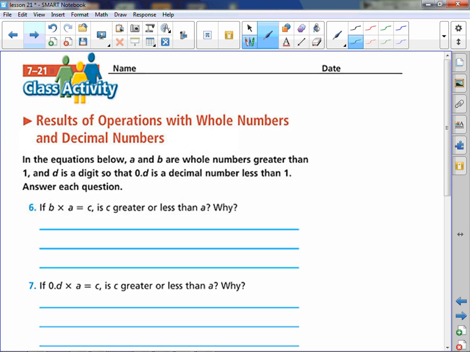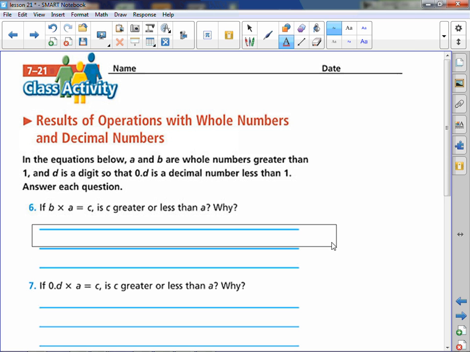In the equations below, A and B are whole numbers greater than 1. D is a digit, so that it's a decimal number less than 1. We're going to answer each question. So if B times A equals C, is C greater or less than A, and why? And I'm going to switch to typing here. Hopefully this will work out really well for you guys to read my typing.